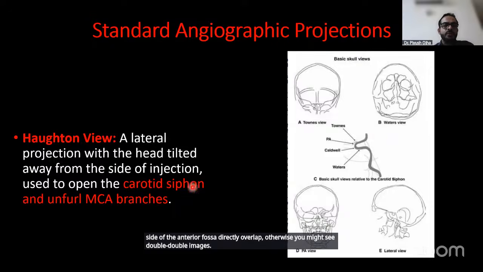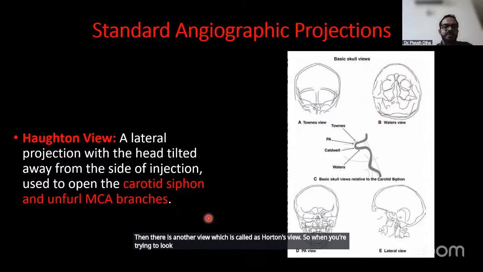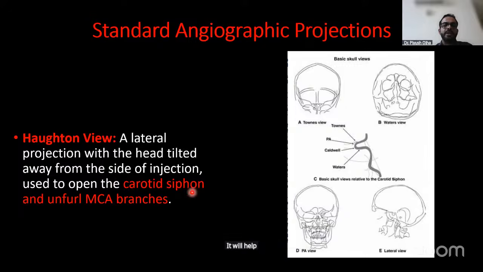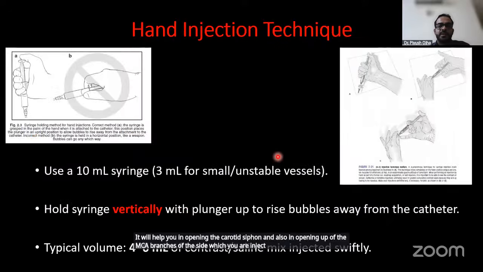Then there is another view called Hughes' view. When you're trying to look at the carotid siphons, you need to ask the patient to tilt his head away from the site of injection. So if you're injecting on the right side, you need to ask the patient to turn his head towards the left side. It will help in opening the carotid siphon and also in opening up the MCA branches of the side which you are injecting.